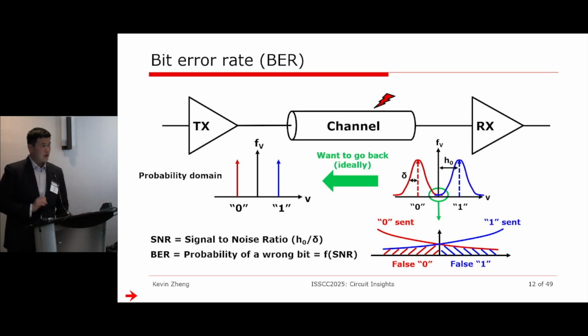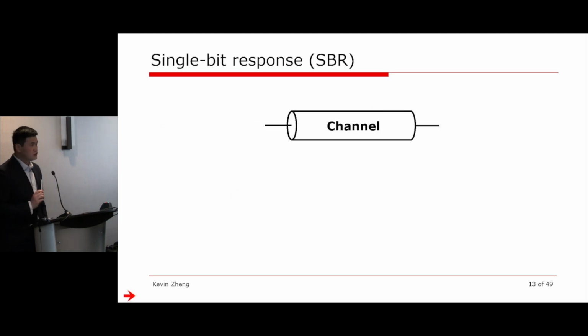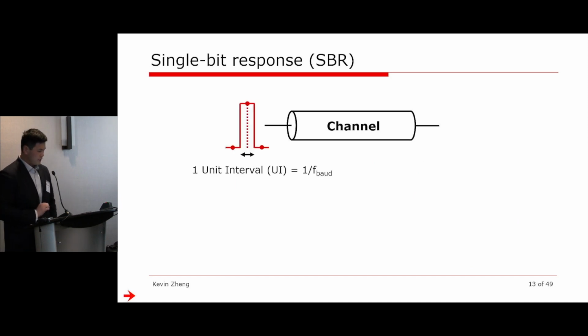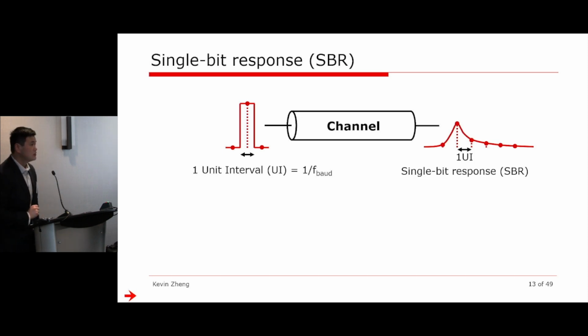So ideally, what I want to do is create something on the receiver side or even on the TX side to go back to a hard 0 or a 1, to the best of my abilities. So in order to do that, we have to zoom into the channel first, right? So here we're going to introduce a new concept called a single bit response. What I do is, instead of sending random data, I will send a single bit with some sort of a width. And that width is determined by my baud rate. And the width of that in time, I call it unit interval. And then once I send that single pulse, and I look at what comes out of the other side, I will see something that looks like this, right?